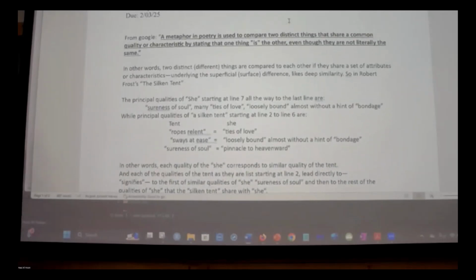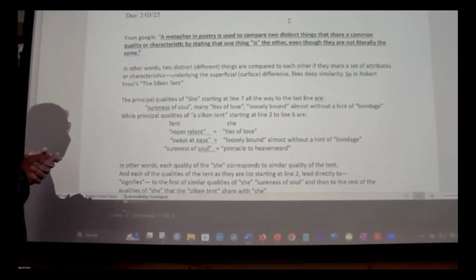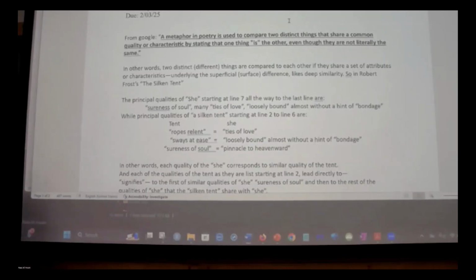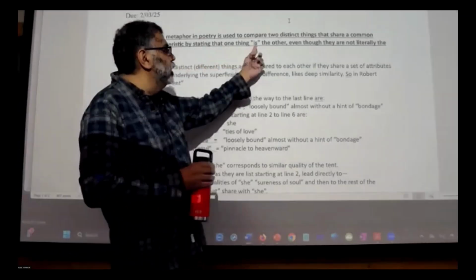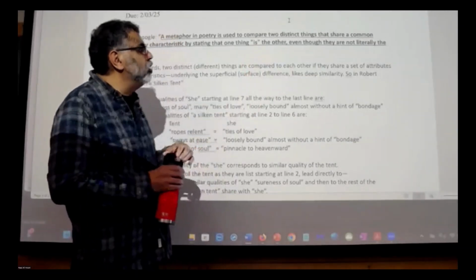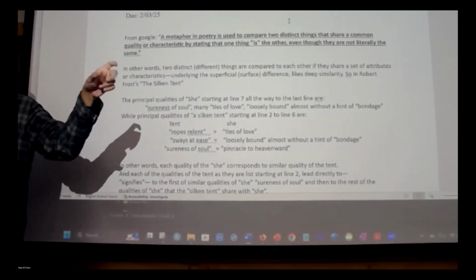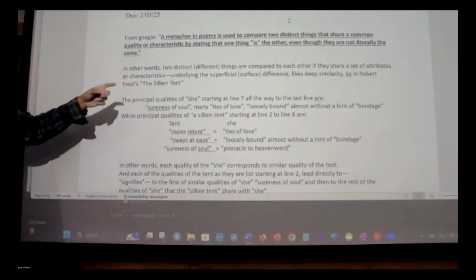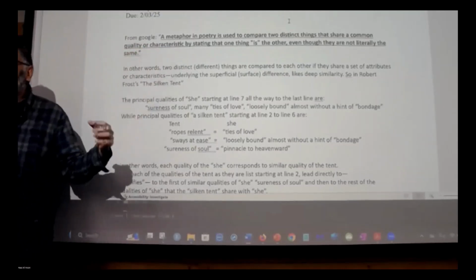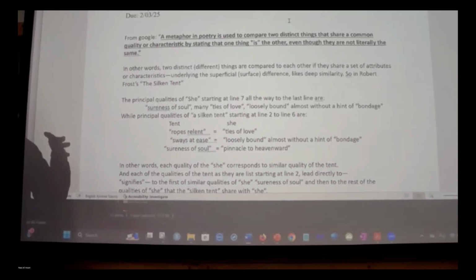So here we go. I give you some background, and I say that a metaphor in poetry is used to compare two distinct things that share a common quality or characteristic. And we use the metaphor by stating that one thing is the other, even though they're not literally the same. So the silken tent in our poem is like the she of the poem because they share a quality or characteristic. In fact, they share a bunch of characteristics and qualities. And that's why they can be compared.